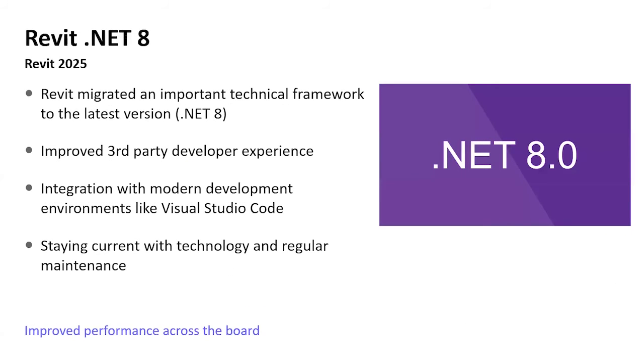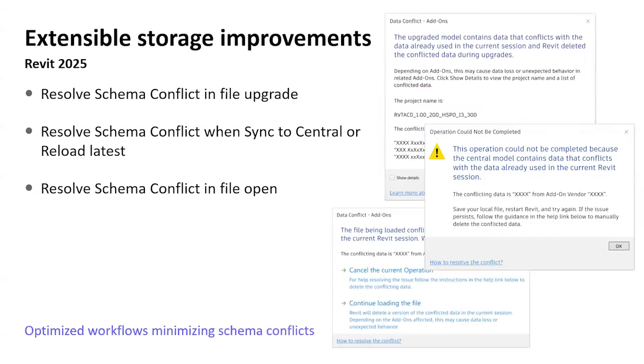Some improvements to Revit's use of Microsoft's .NET framework. So upgraded to, not 0.8, but .NET 8.0. Basically, this is a modernization. It's giving developers better tools to create Revit tools, improve performance across the board, and improve third-party developer experience with integrations and modern development. So hopefully this doesn't mean that our developers need to recreate their whole apps.